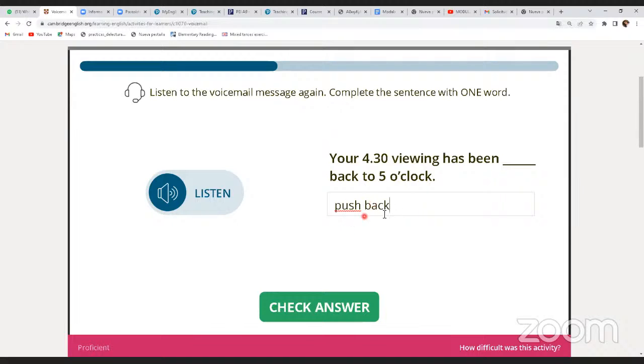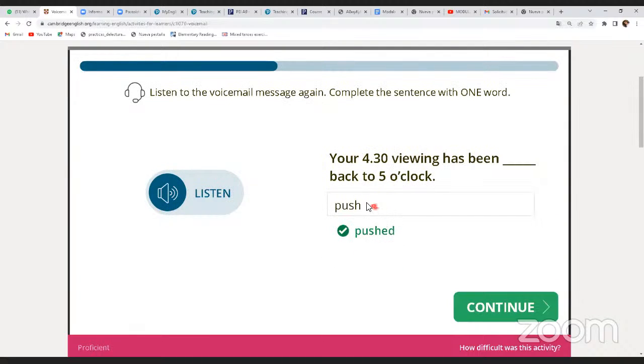No, back. Is it pushed back? Yes, it's pushed back. Okay, let's take a look. Oh, it was in the past. Yes, because of the structure, right? Has been pushed back. What does it mean now, has been pushed? It's like change, right? Postpone. Yes, to postpone something. Okay, so it's a great word to use.